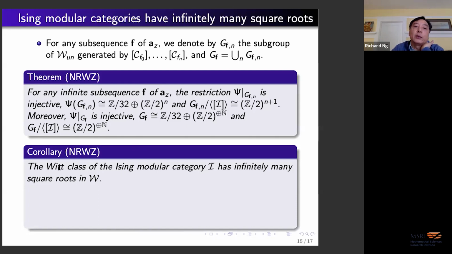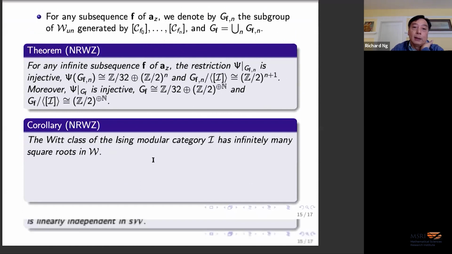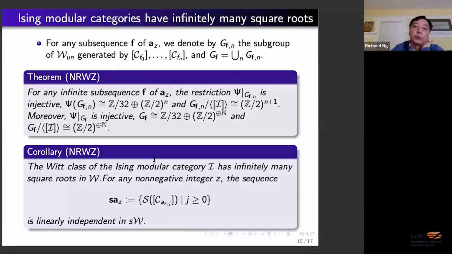In this case, we can see that the Witt class of the Ising model tensor category I has infinitely many square roots in W. Basically, I just pick any F like that. Then the square will be I, and then I get an infinite rank. Also, if you look at the image of this sequence, just pick the whole sequence A sub C, because F is arbitrary, I can pick the whole sequence and look at the image under S, then this will be linearly dependent in SW.